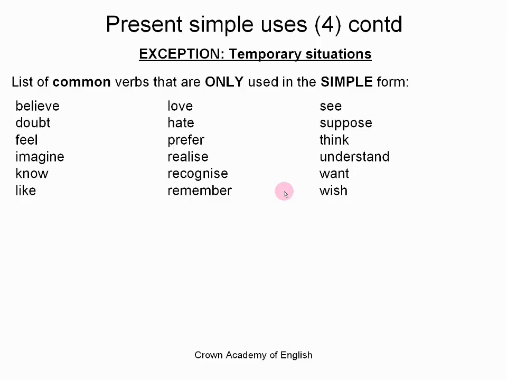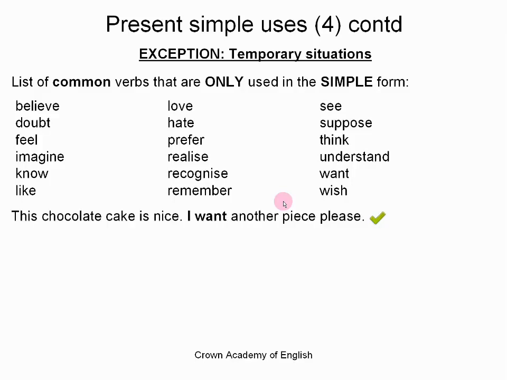Okay. So if you look at them, you can notice that most of them are expressing some kind of an emotion or some kind of mental state. Okay? And that is why they can only take the present simple. Okay. So, for example, let me give you a couple of examples, and I'm sure you'll understand. So we would say, this chocolate cake is nice. I want another piece, please.